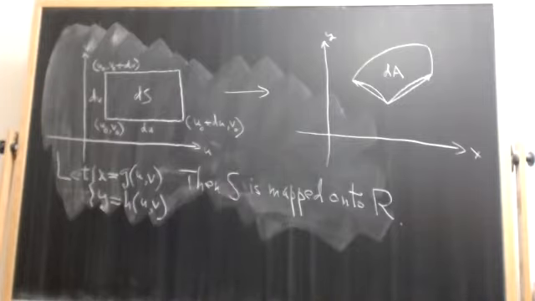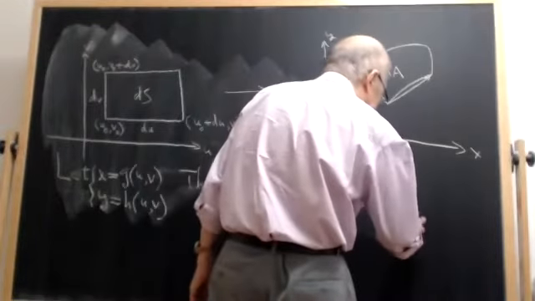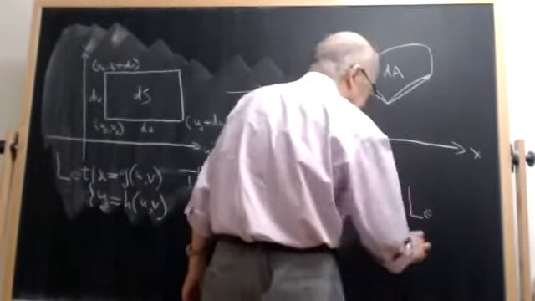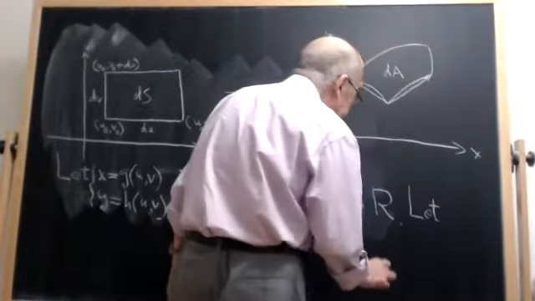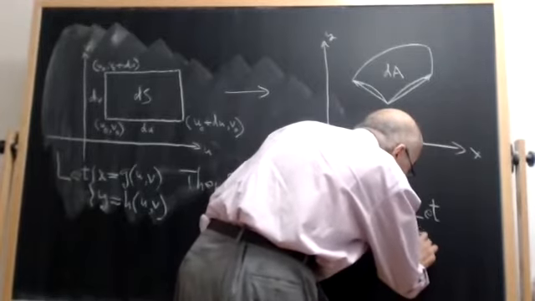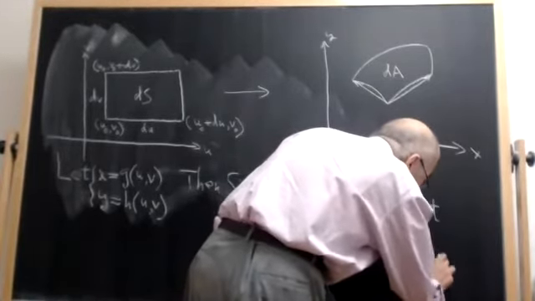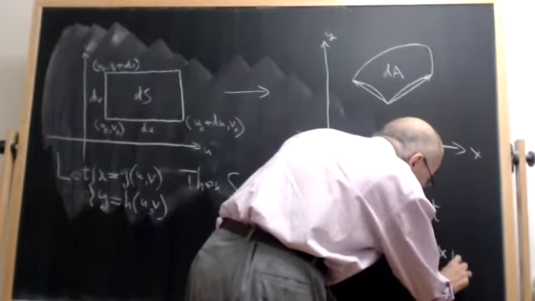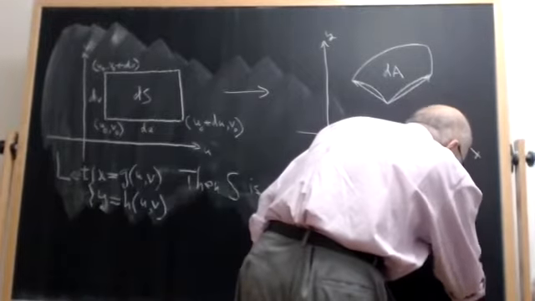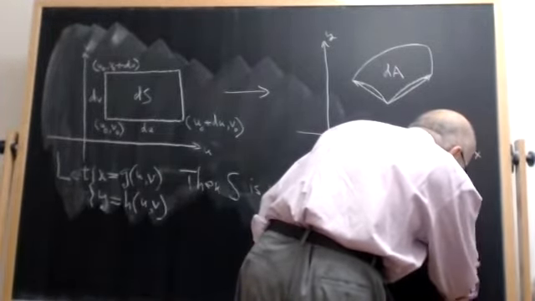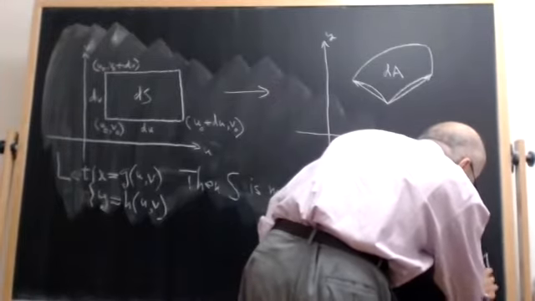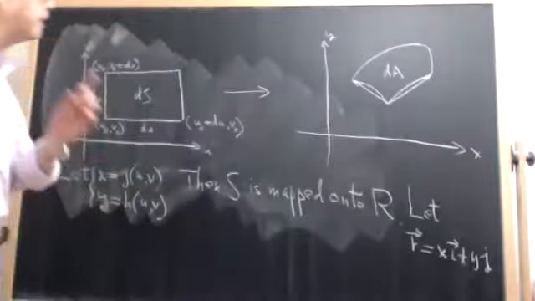Now, let me introduce another notation. I am going to introduce the vector R, which is x times the vector i plus y times the vector j.